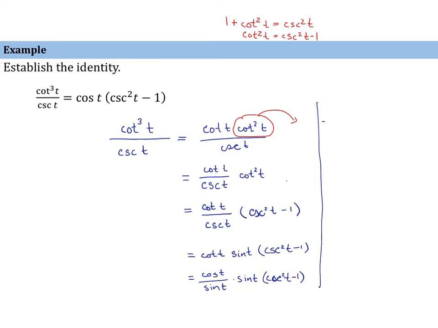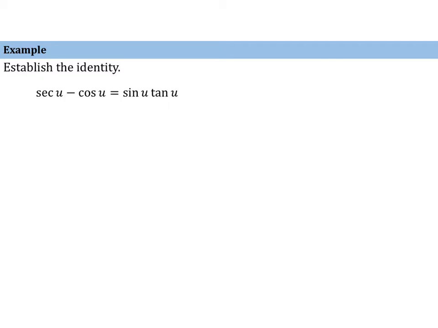And now the sine of t cancels. And we have cosine of t times cosecant squared of t minus 1, as desired. So let's look now at the next identity to establish. We have secant of u minus the cosine of u, and we want to transform that.